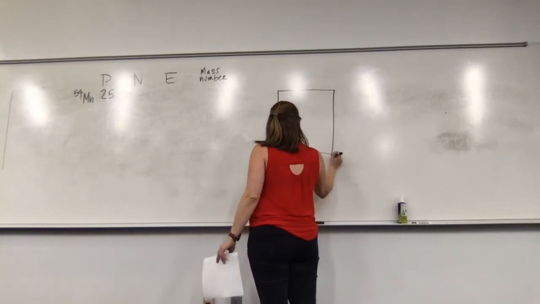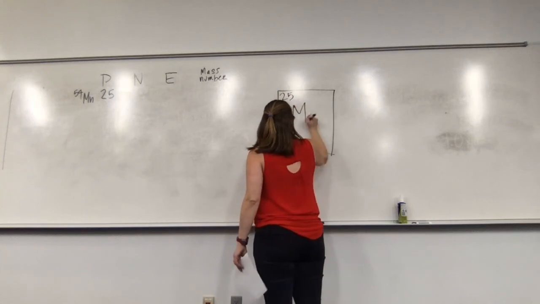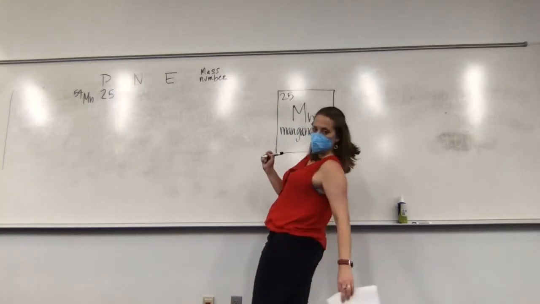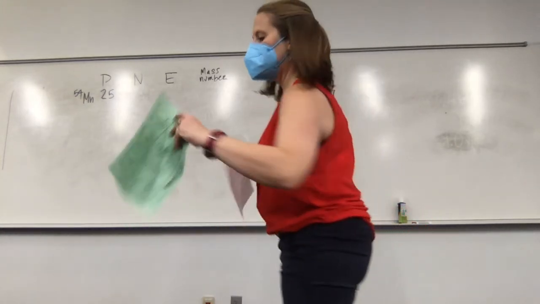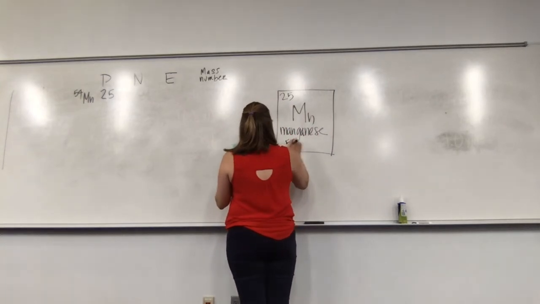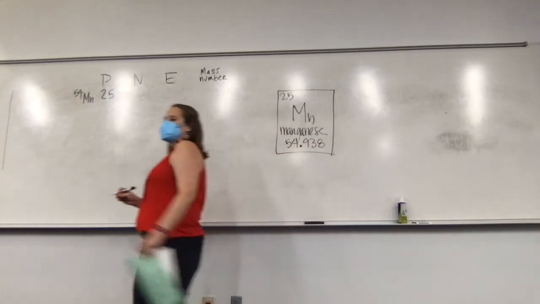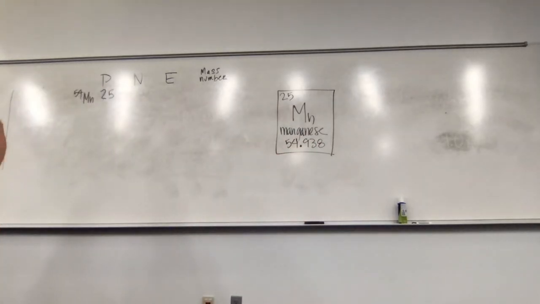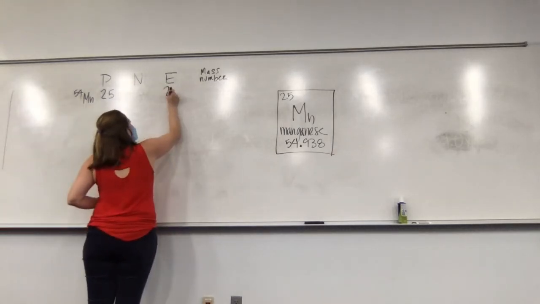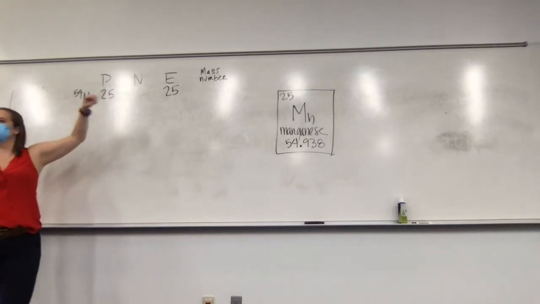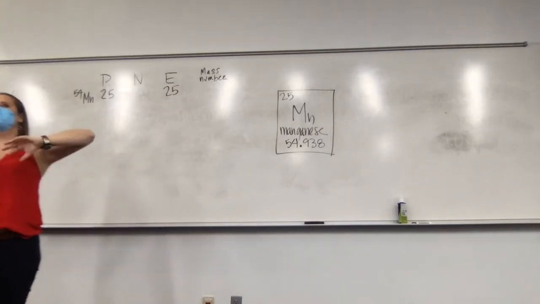So if we have our element, 25 Mn, manganese, and the mass of that is 54.938. So my question is, for manganese 54, how many electrons? 25. Excellent. So the neutrons is the mass number minus the number of protons.